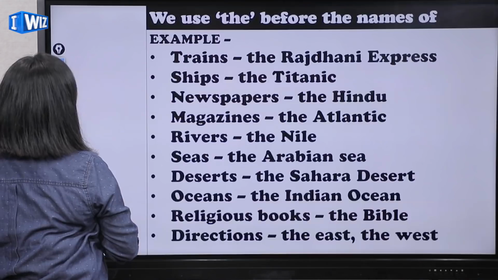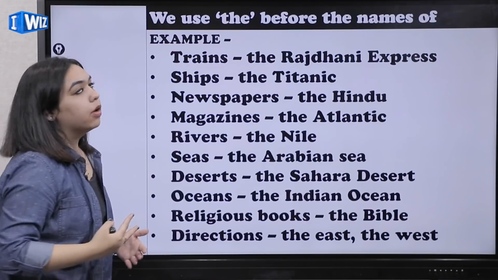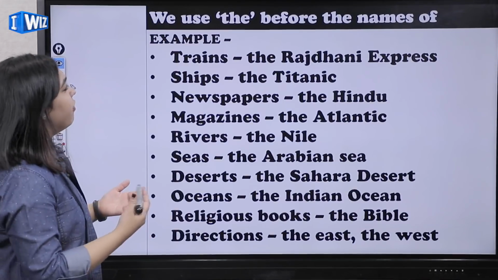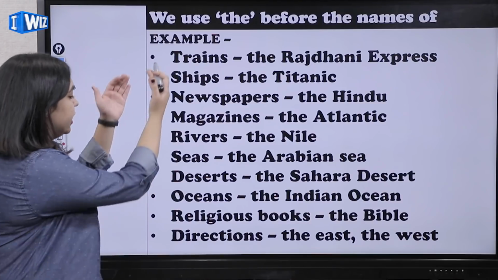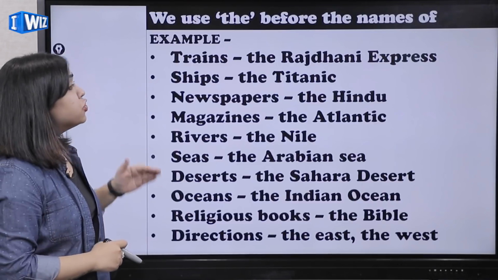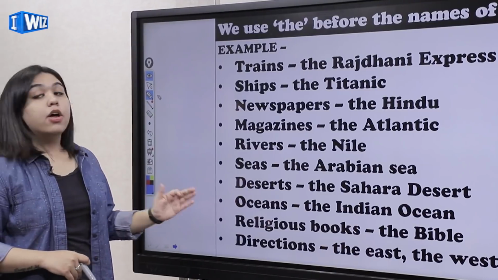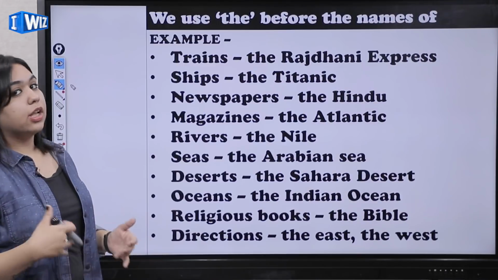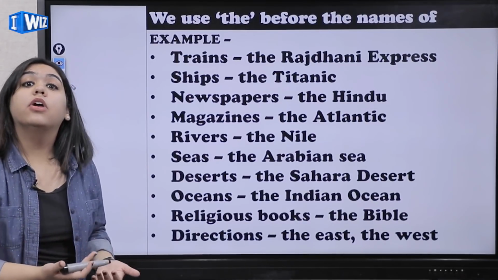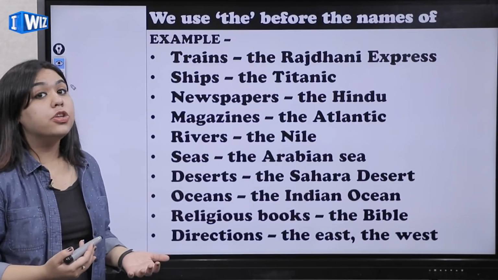Moving forward. Now, this is another area where we're going to use the article "the". We use "the" before the names of trains, ships, newspapers, magazines, rivers, seas, deserts, oceans, religious books, and directions. Let us read. For example, the Rajdhani Express. She is coming by the Rajdhani Express. The Titanic. The Hindu is the best newspaper.